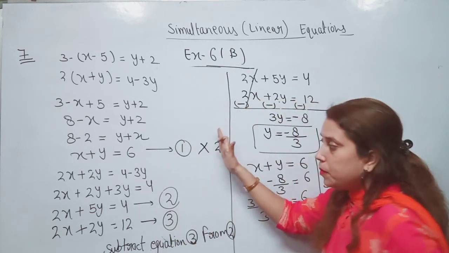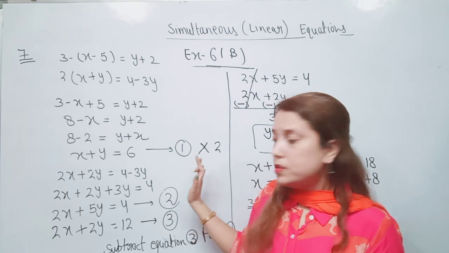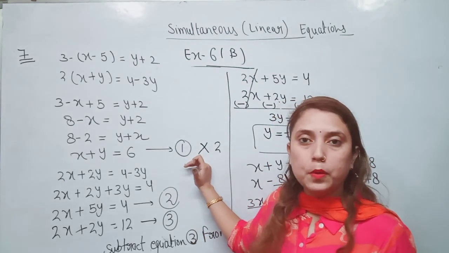Okay beta, so this is the method by equating the coefficient. Eliminate by equating the coefficient.